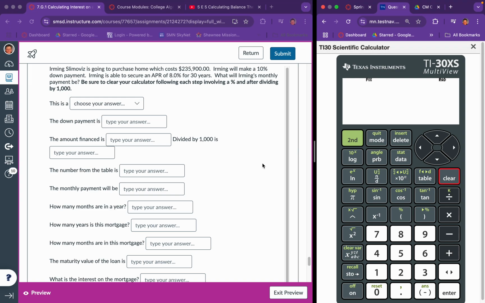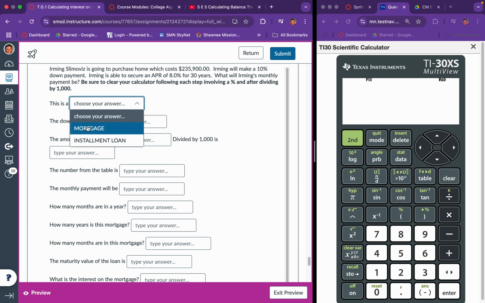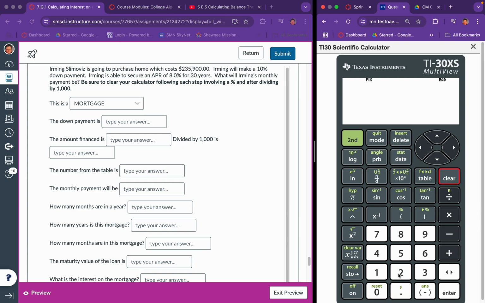Hello friends, this video is going to be on finding the interest paid on a mortgage. So this is a mortgage because we're purchasing a house. The down payment is 10% of $235,900. So we're going to put $235,900 in our calculator. We're going to multiply it by 10%. We're going to get $23,590.